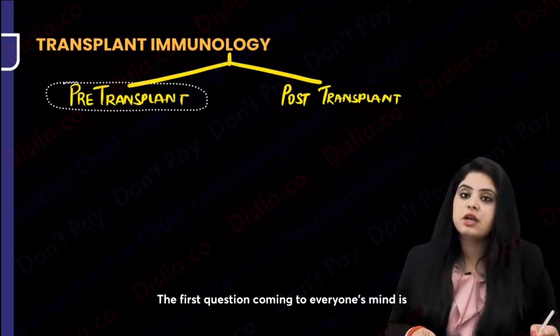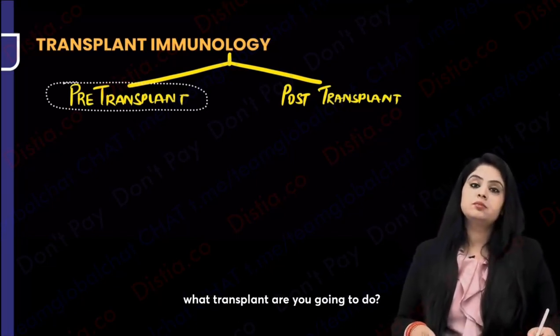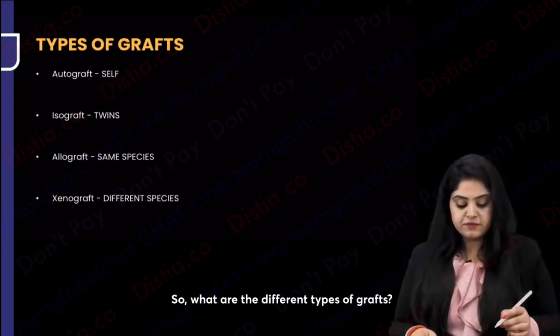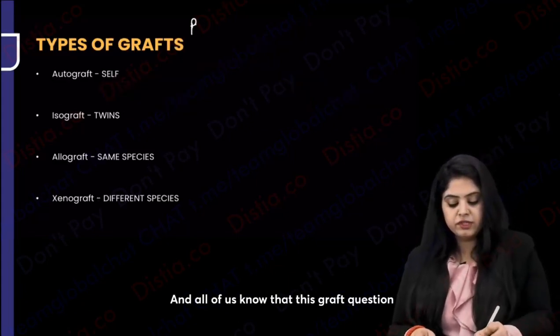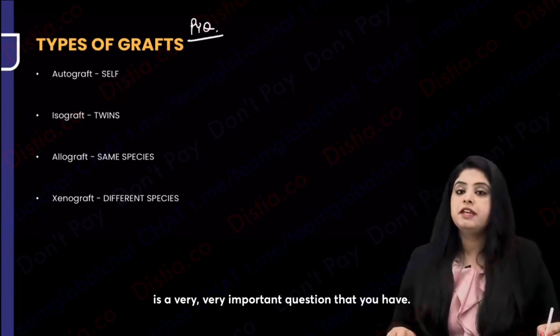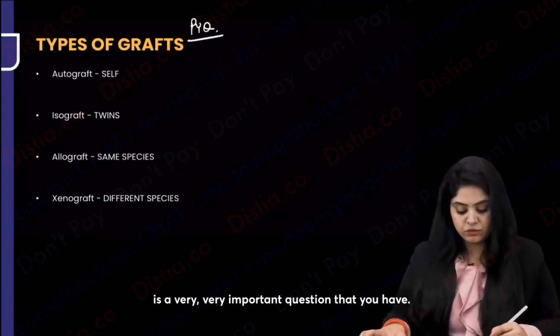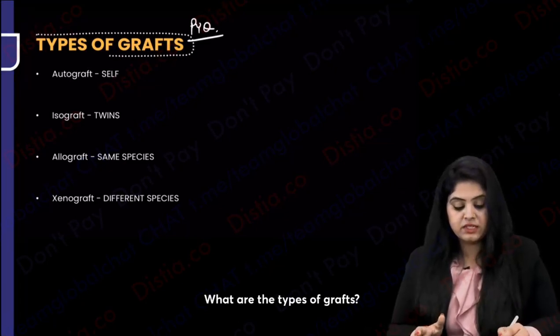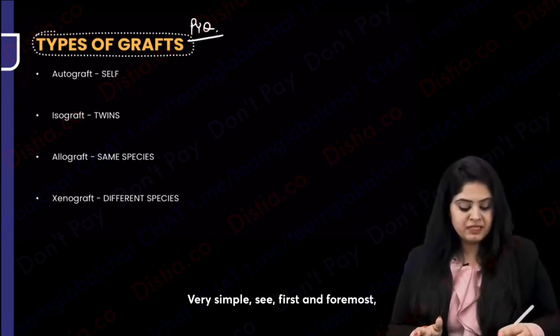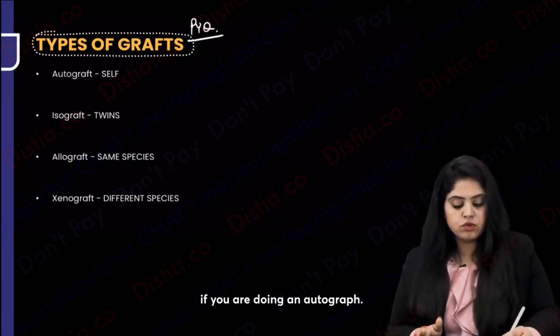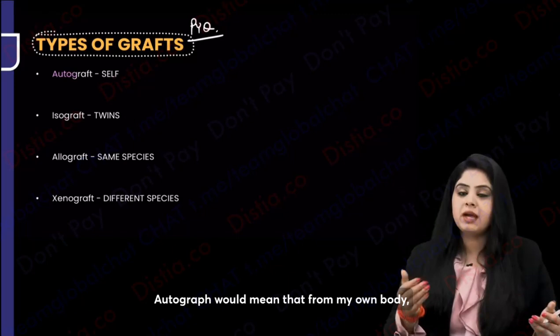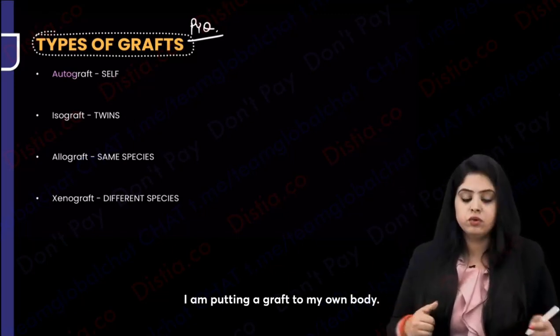The first question coming to everyone's mind is, what transplant are you going to do? So what are the different types of grafts? And all of us know that this graft question is a very, very important question. So it's a very important PYQ. What are the types of grafts? Very simple. See, first and foremost, an autograft would mean that from my own body, I am putting a graft to my own body.